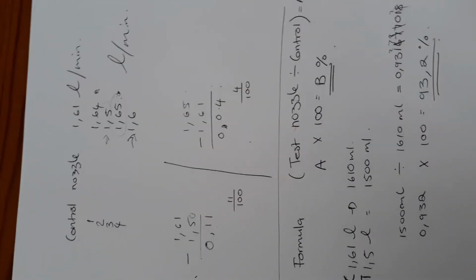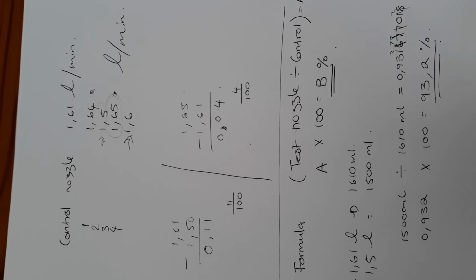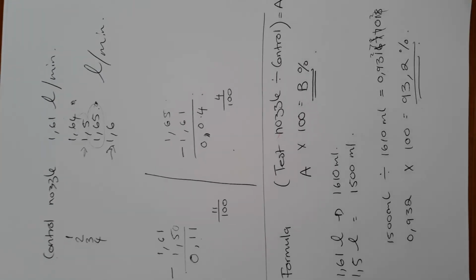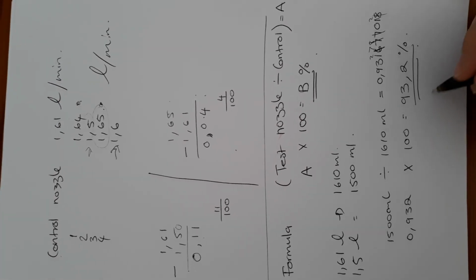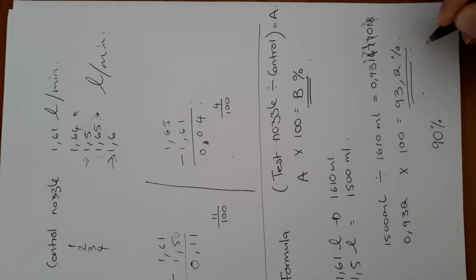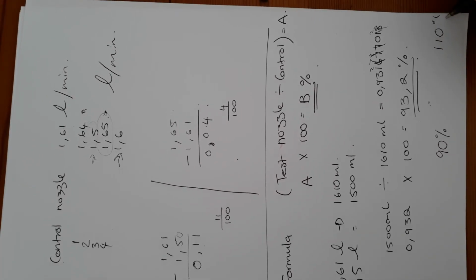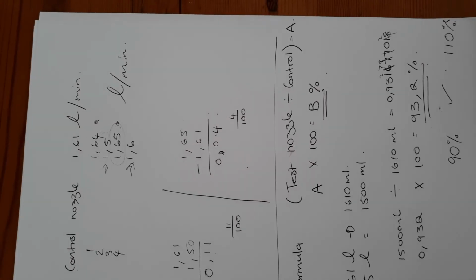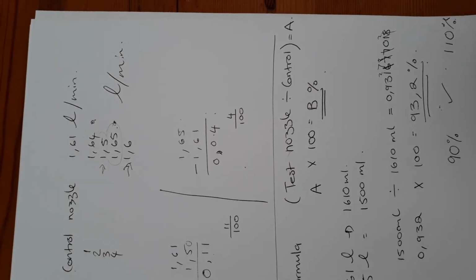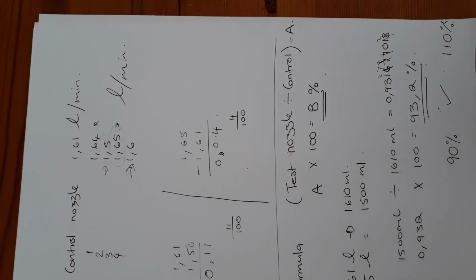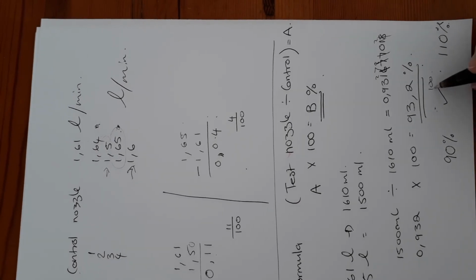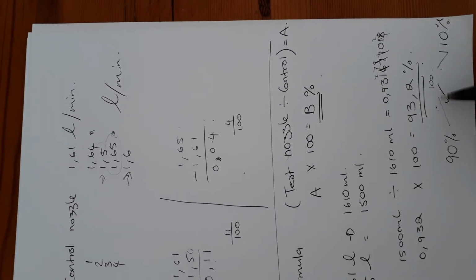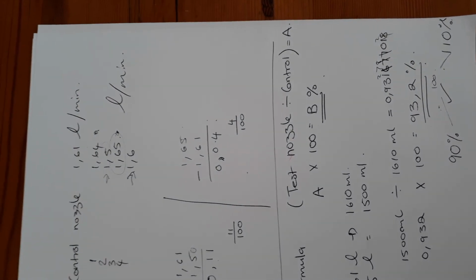Okay. Now, if you go back to your module, it'll tell you that a 10% difference is okay, which means that anything over 90% and under 110. So if this answer is between 90% and 110%, then it's good to use. Okay, that's our range that we accept. Okay, it's got to be within 10% of the control. The control is 100%. So anything in this range is acceptable. 93.2 is in this range, so it is safe to use this nozzle.